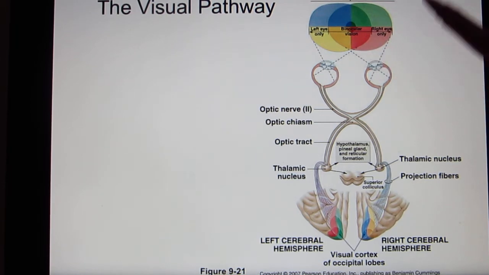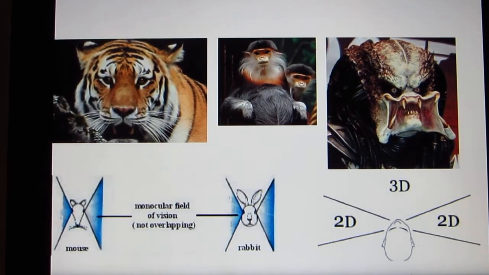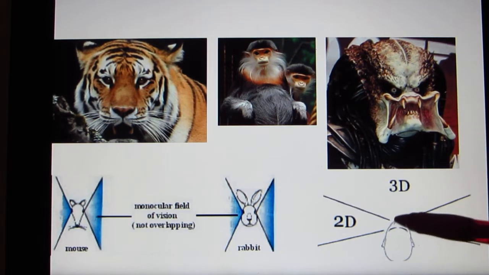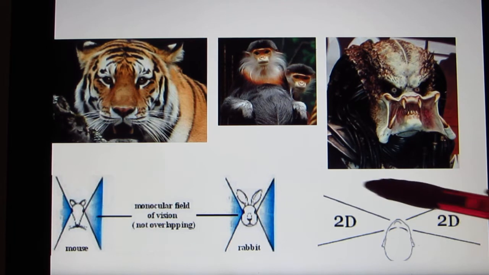And that's why all the predators put the two eyes in the front. So like the tiger, the monkey, and the alien. When I Google predator, this image appears, and we all belong to the predator category. So we put the two eyes in the front. And with two eyes, these are 3-dimensional images.